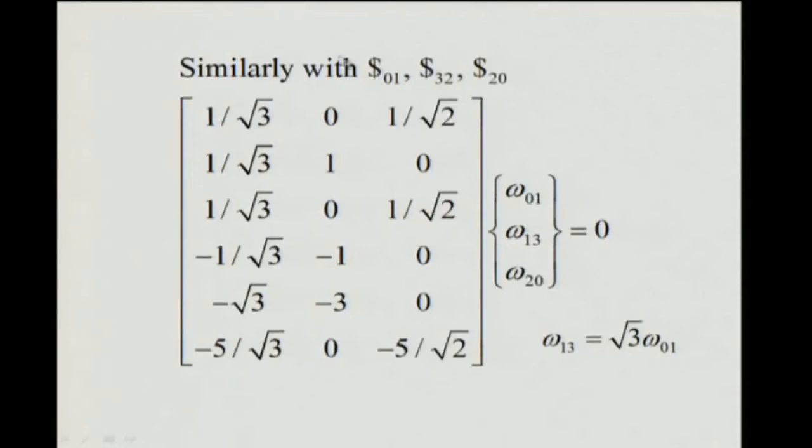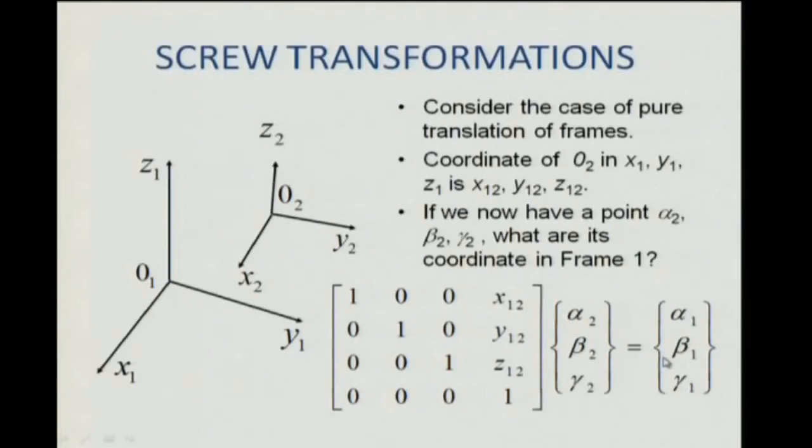Similarly, work with the next set $01, $32, and $20. Again, rotating subscripts. Write a set, and the only thing you are looking for here is omega 1 3, that is root 3 omega 0 1. So, everything is solved for, okay.